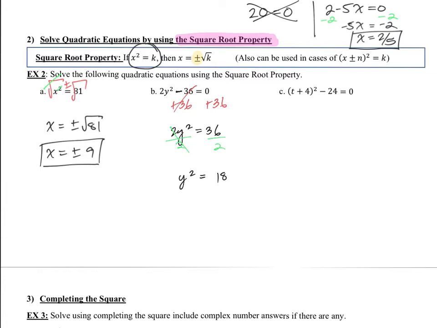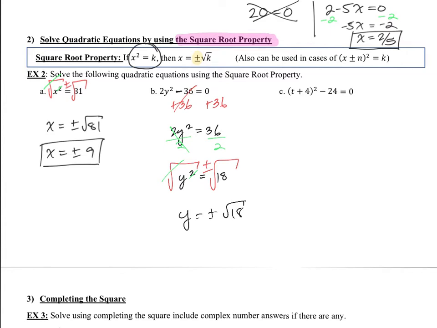We have our value squared equal to a number. Awesome. All right, let's go ahead and use the square root property. Oh, I need to remember that plus or minus sign. Okay, then these guys cancel. And we're left with y equals plus or minus root 18.